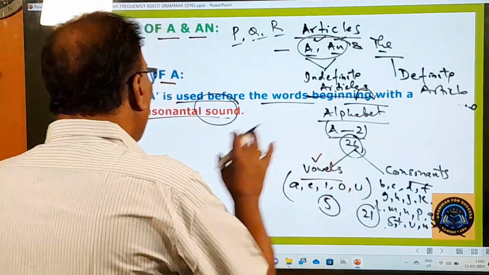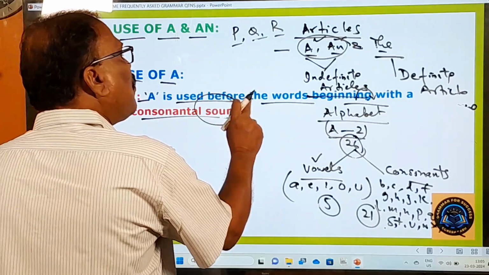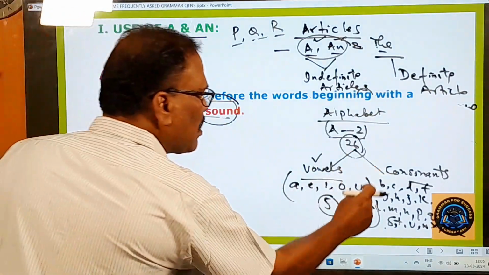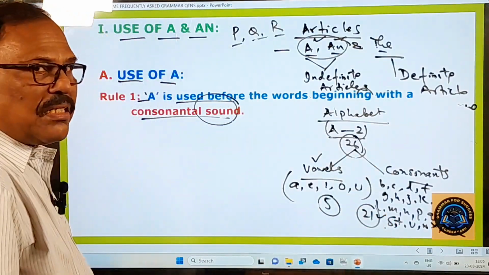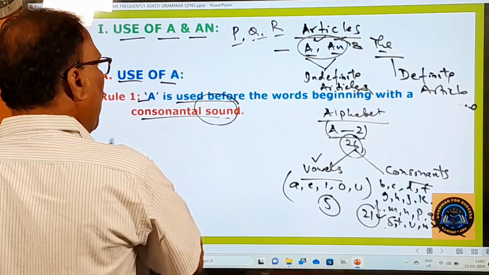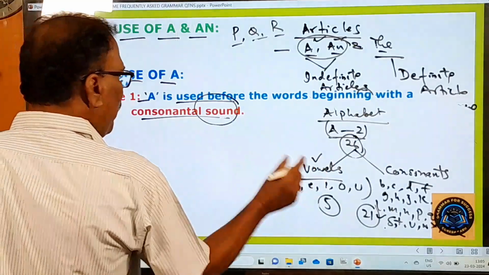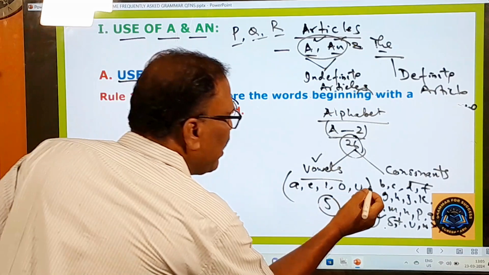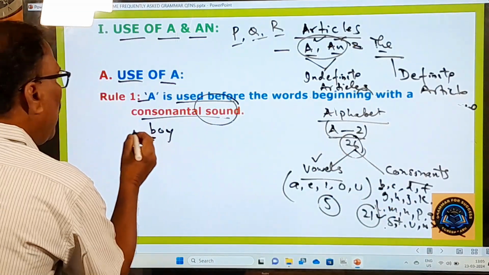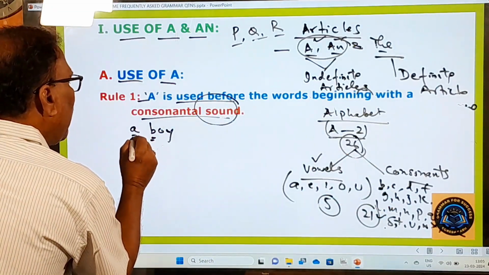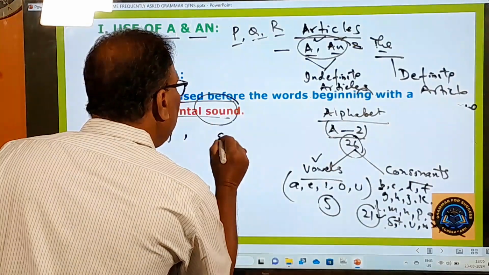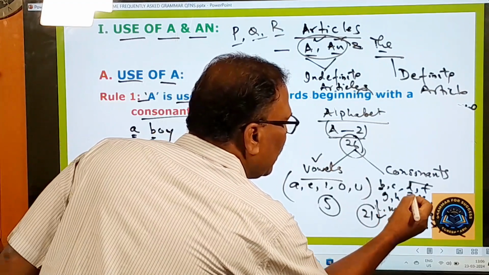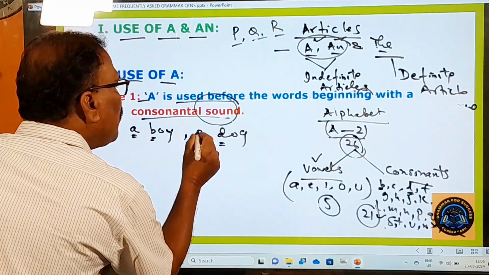So here the rule is A is used before the words beginning with a consonantal sound. We have 21 consonantal sounds. Therefore, before them we have to use A. For example, boy. The word boy begins with B. B is a consonantal sound. Therefore, what should we use before that? A. And dog. The word begins with D. D is a consonantal sound. So what should we use before that?